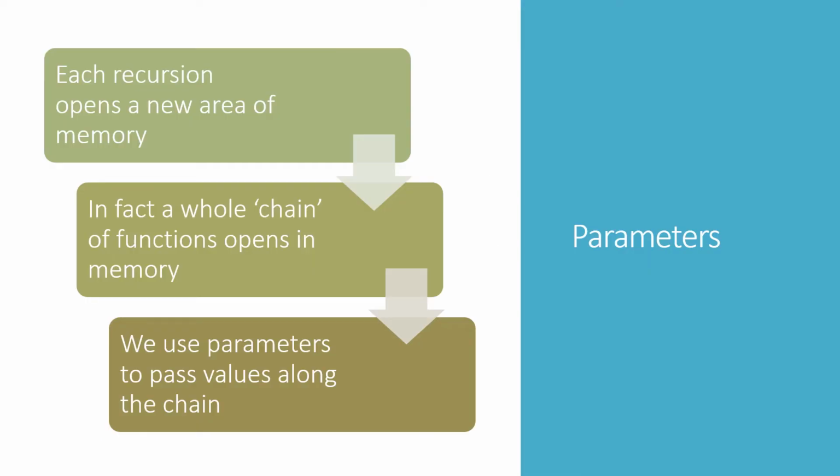Most recursive functions use parameters. Remember that each recursive copy opens a new area of memory, a completely new area of memory. In fact, before you reach the base case, there's usually a whole chain of new recursive functions opened in memory. There's got to be some way of passing values along the chain, and we use parameters to do that. So most recursive functions have one or more parameters.